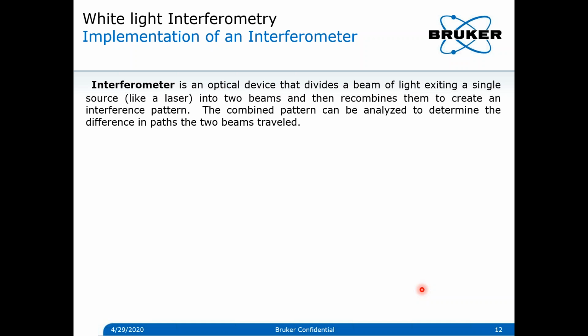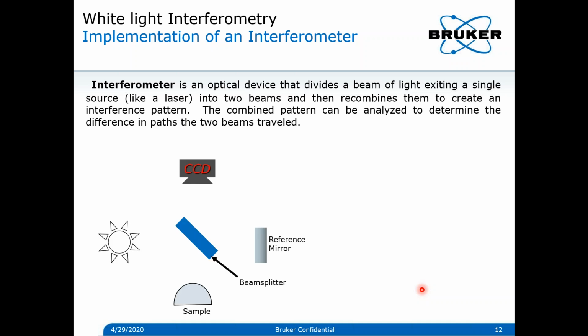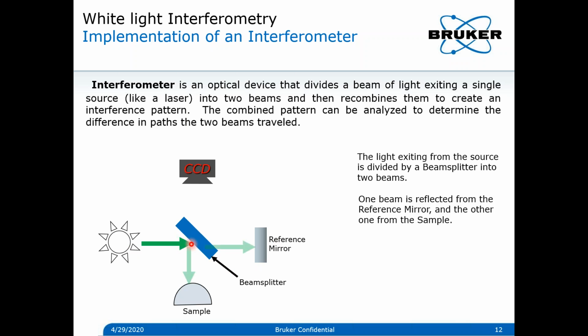So an interferometer is an optical device. It divides the beam of light and then combines it back. To schematically represent it, let's look at the figure here. You have a source of light which sends the light to the beam splitter. The beam splitter splits the light, one reflected, one transmitted, and then it goes to a sample and is reflected back. So the light is reflected back from the sample as well as the reference mirror.